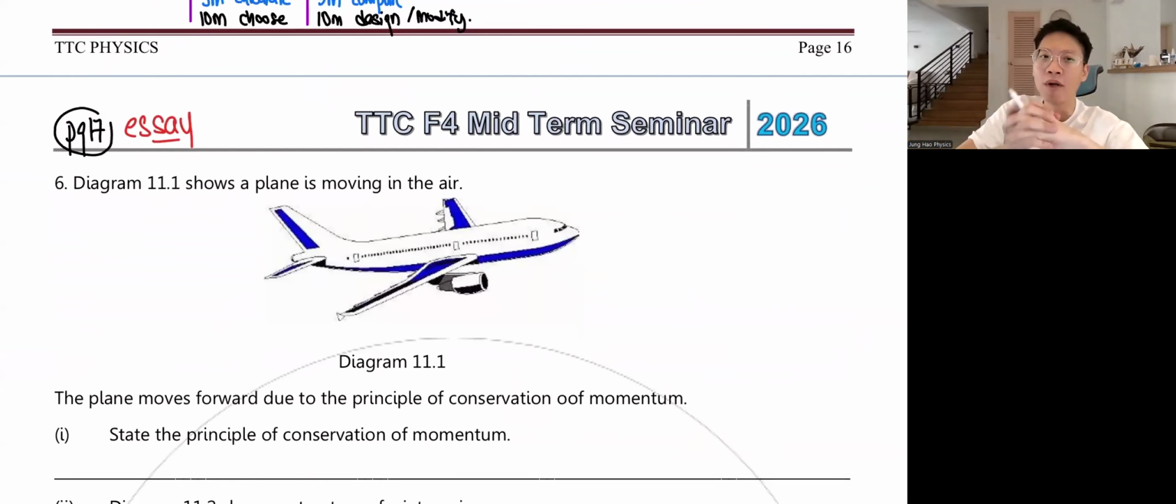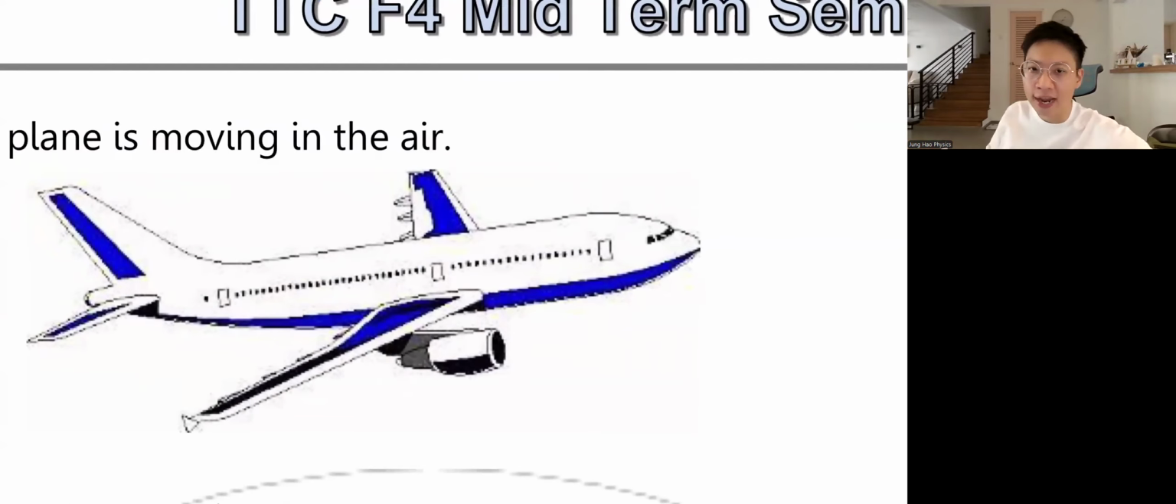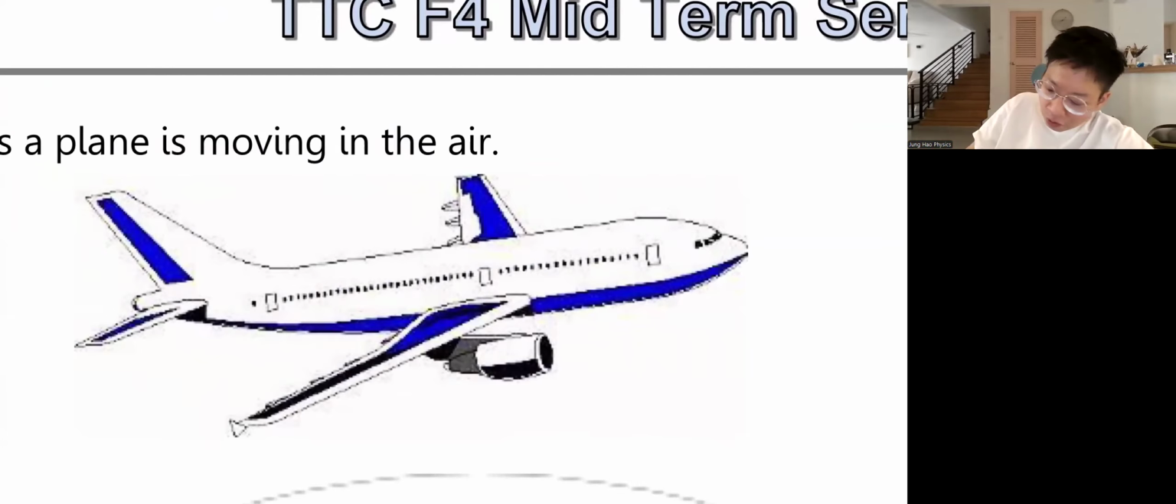Diagram 11.1 shows a plane moving in the air. To score essay, you must have very good physics concepts, for example, how is a plane able to move in air? First of all, guys, let me ask you a question. What is the name given to this thing? No aerodynamics first. Wait. Guys, chill first. What's the name given to this thing?